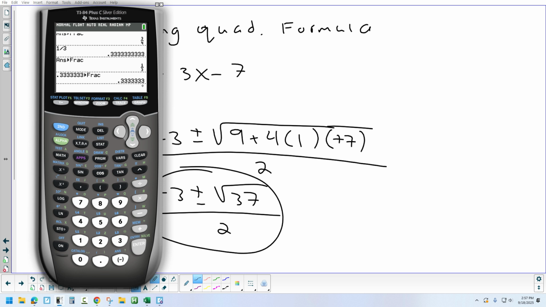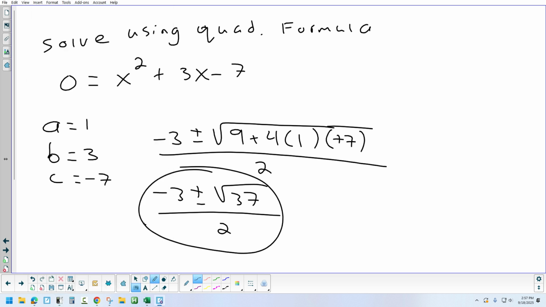For the quadratic formula, would you want the -3 plus the square root, or would you want the -4 point something? I would want most likely the exact answer. Okay. Yeah. Exact answer.